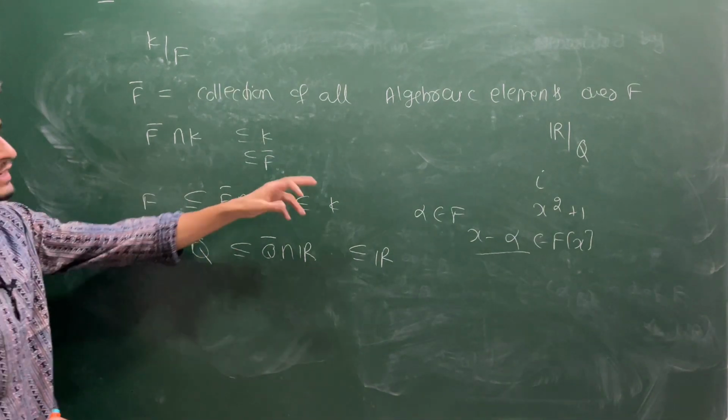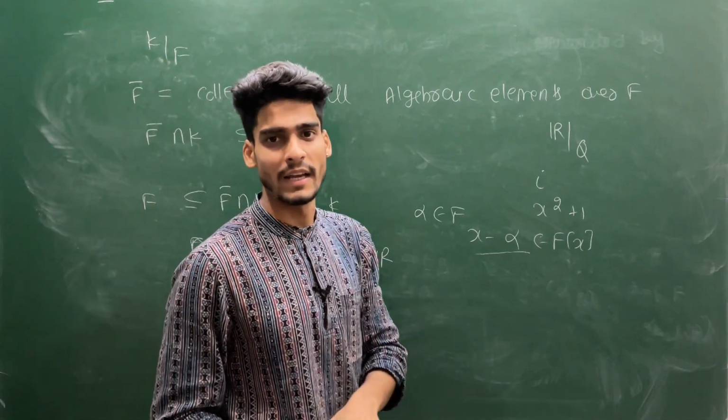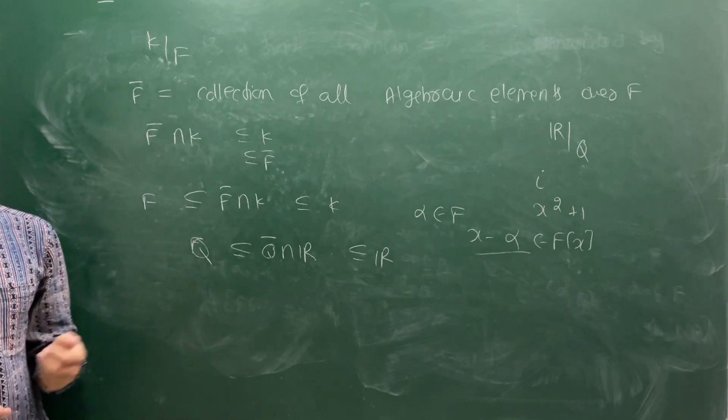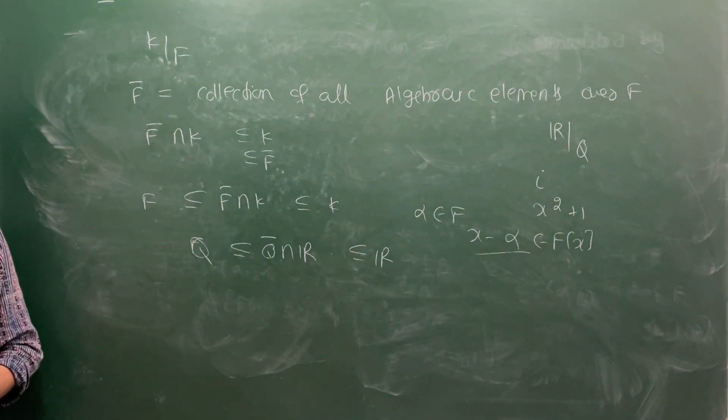So this is how you can say that a sum of two algebraic elements is again algebraic, the product of two algebraic elements is algebraic, and a combination of algebraic elements is again an algebraic element. So that you can say now.